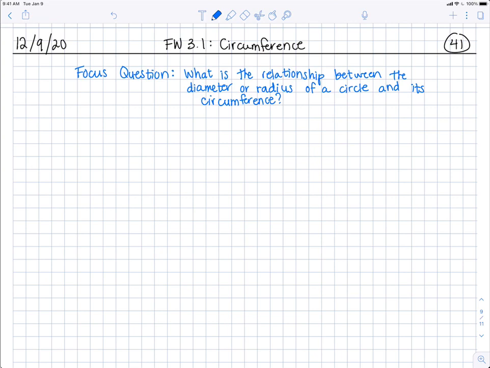This is probably one of my favorite sections of filling and wrapping because I love circles. Circles are very fun to work with, and today specifically we're going to be looking at the circumference of circles.